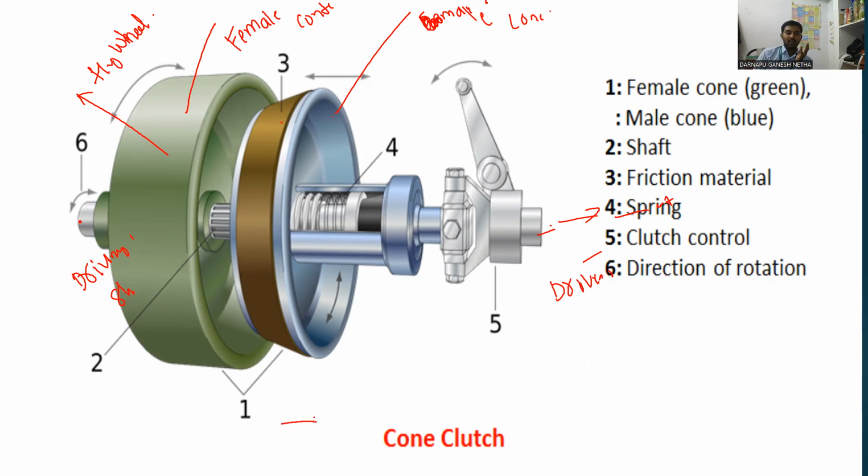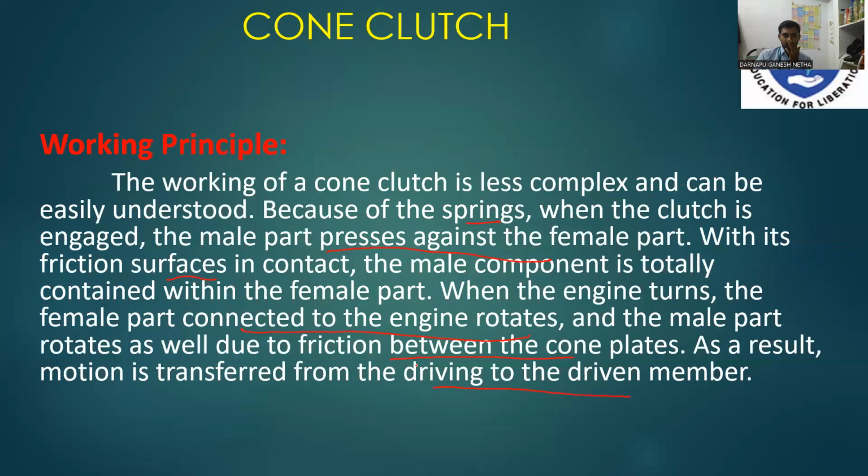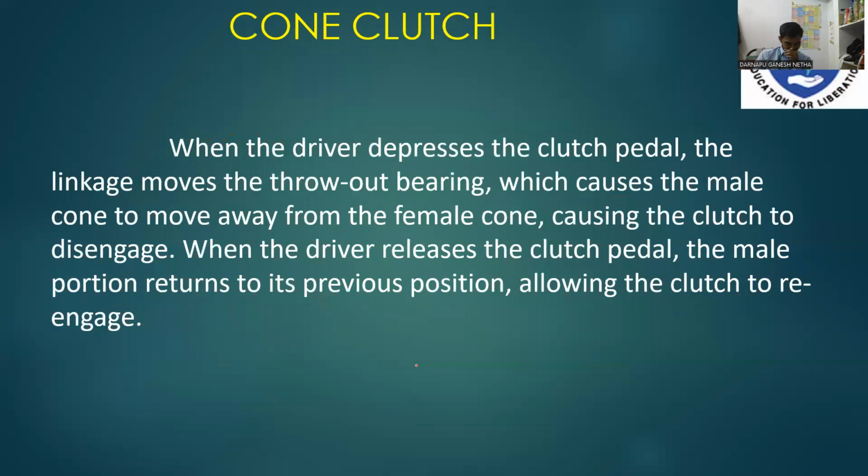Here the motion of the male component is in the axial direction. When the driver compresses the clutch pedal, the linkage moves through the bearing, which causes the male cone to move away from the female, causing the clutch to disengage. Whenever the driver releases the clutch pedal, the male returns to its previous position, allowing the clutch to be engaged.